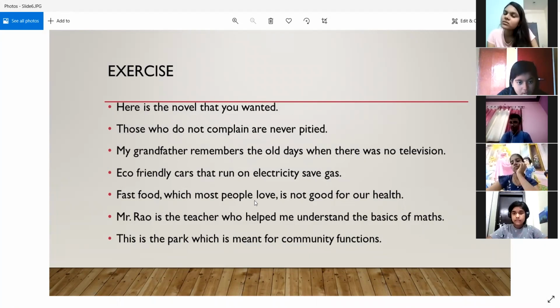Understood? Otherwise, if we include fast food also, then the question will entirely change. It will become, what is not good for our health, and it will change into a noun. Then we will have to say, fast food, which is not good for health. Fast food, which most people love, is not good for our health. Understood the difference?